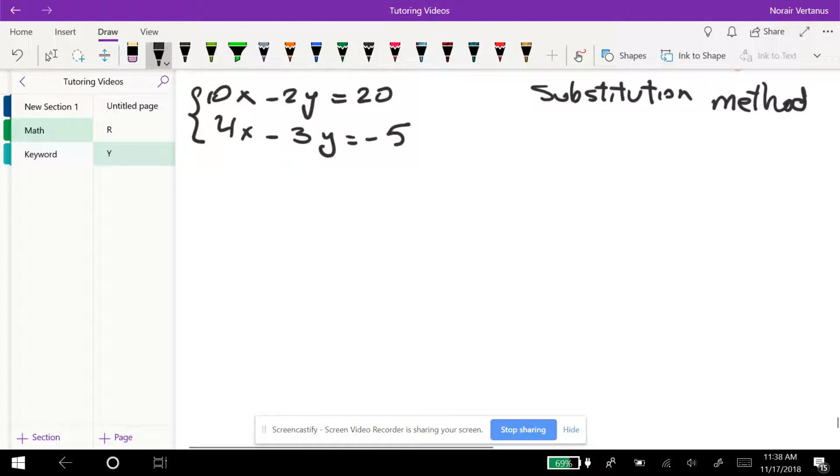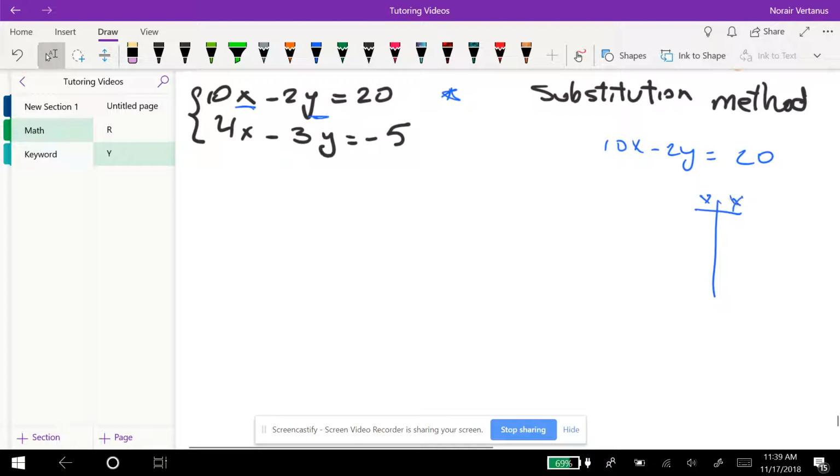So let's do this. For the substitution method, I need to solve for a variable because we have two equations. Actually, let's start like this. We have one equation with two variables. If you want to solve for a particular answer for x and y, you cannot. You're going to get infinite solutions. Let's say you have just 10x minus 2y equal to 20. If you want to solve for x or y, you can't get a particular solution. You get infinite solutions.